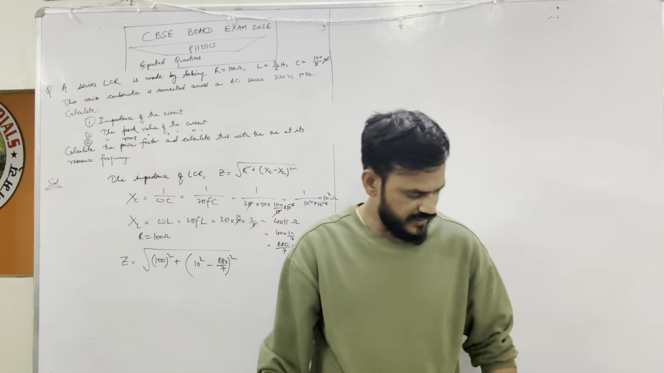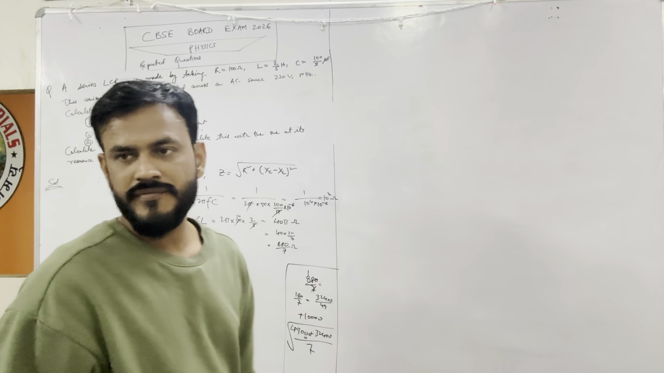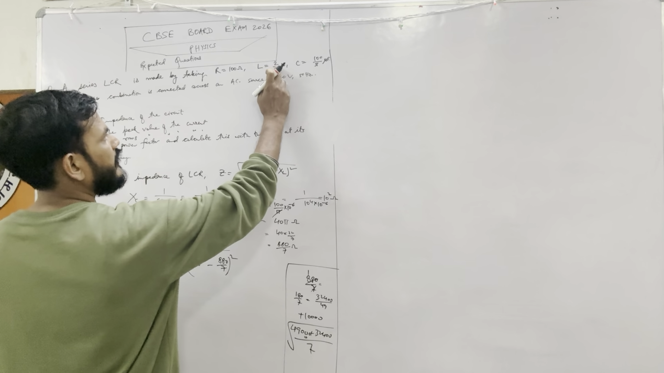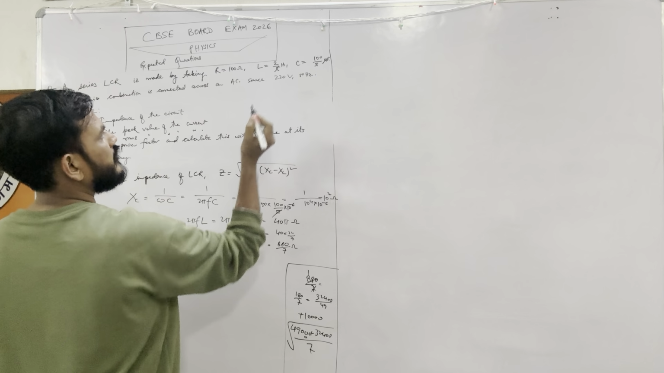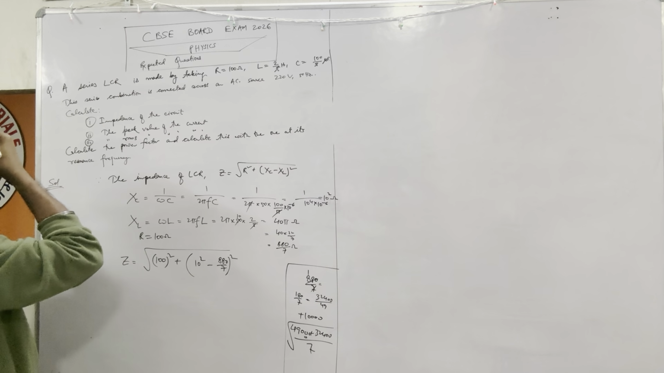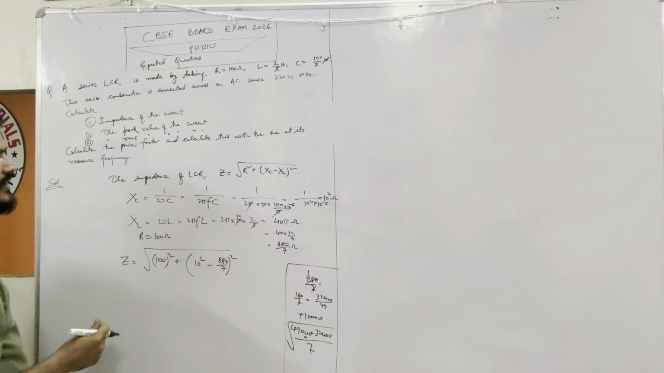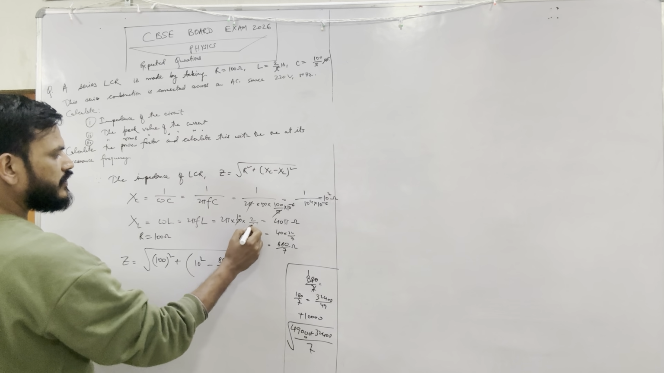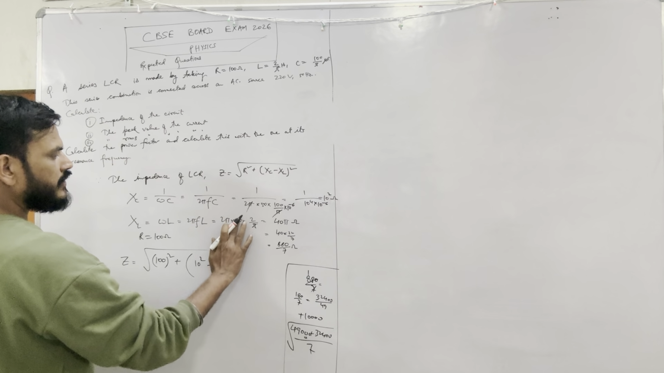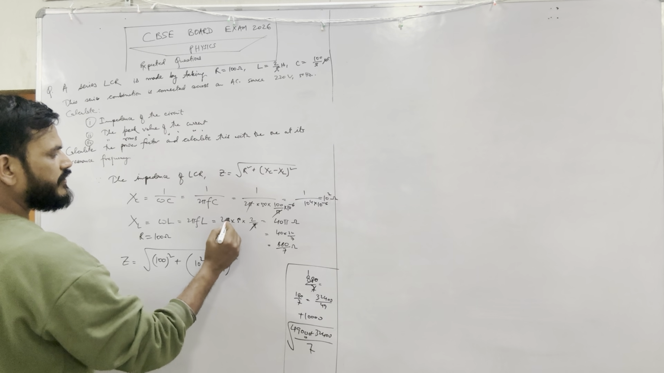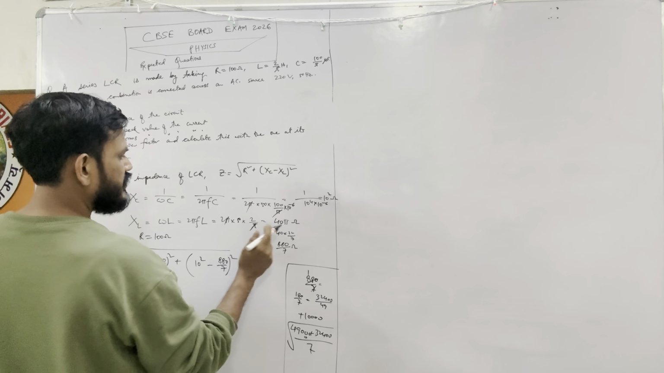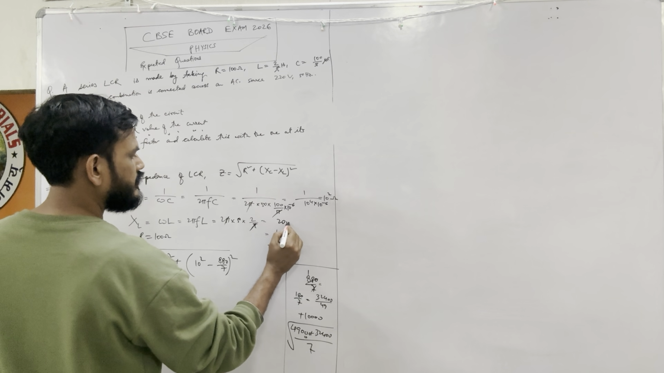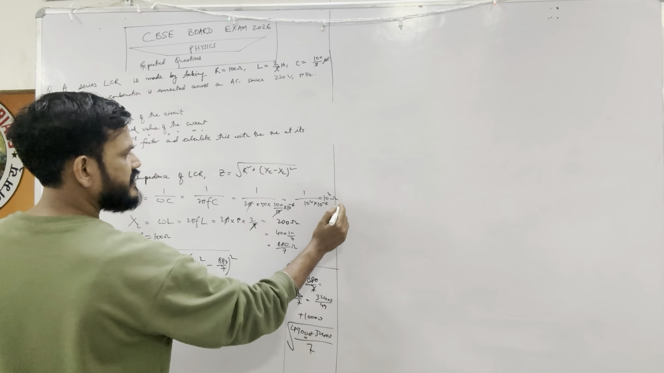Actually in the question it is printed as 2 by 5, but the actual value is 2 by pi. Alright, so there is a correction. Value of inductance is 2 by pi. So if you take that, omega L will become 2 by pi times 50, pi gets cancelled, and you have 200 ohm, and that is 100 ohm, right?